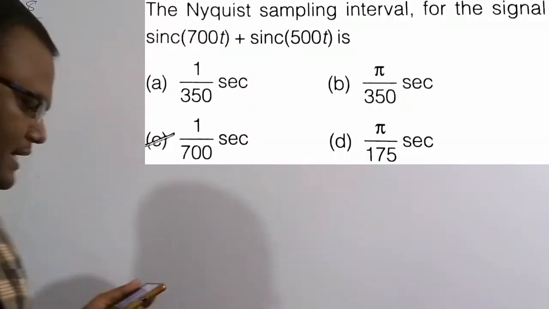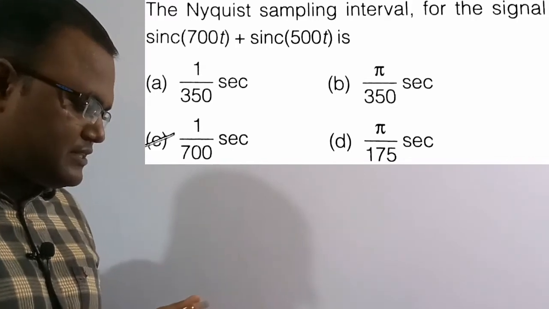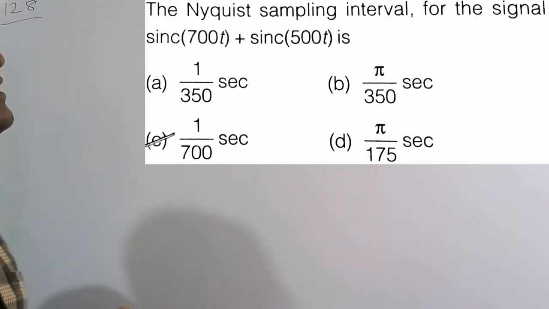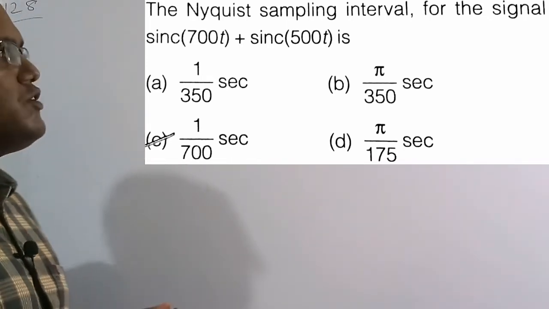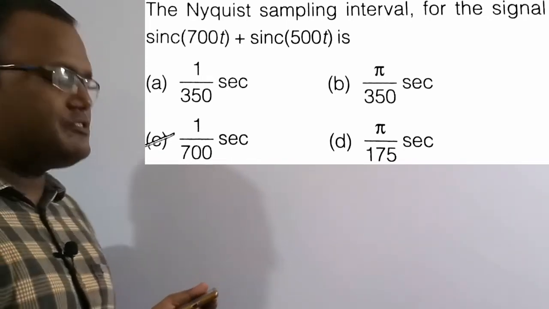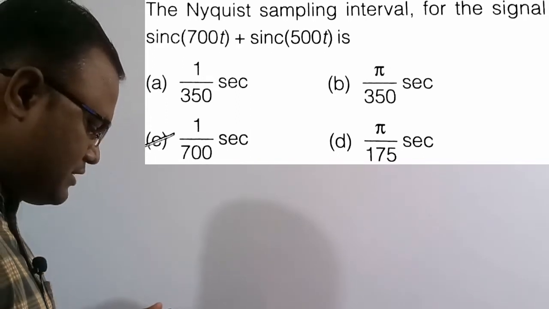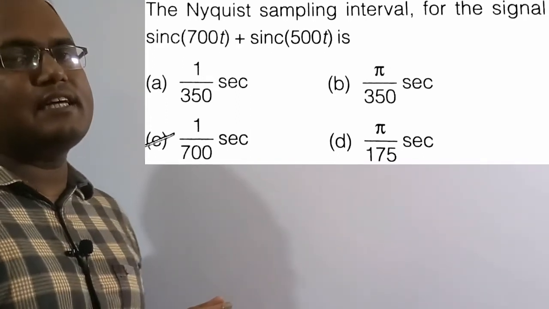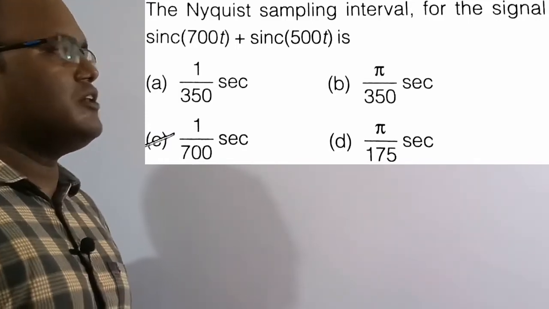So now we are going to solve the 128th question. See the question here. The Nyquist sampling interval for the signal sinc(700t) plus sinc(500t). Here this is the signal x of t. We have to find what is the Nyquist sampling interval, the time period we need to figure out. Out of the four options, option C, 1 by 700 seconds, is the correct solution of this question. So let's solve this numerical.